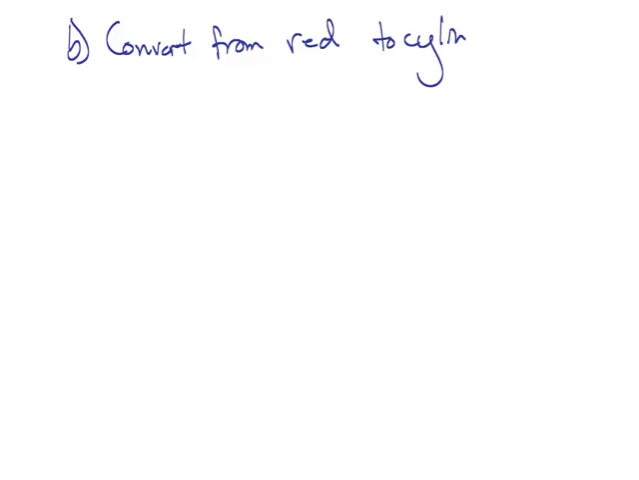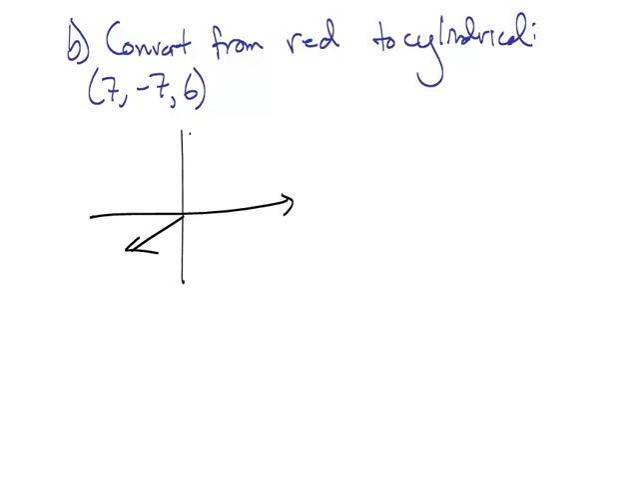Let's try one more here. Actually, this time, let's go a little bit different direction. Let's convert from rectangular to cylindrical. And here are our coordinates: 7, negative 7, 6. Alright, so here again it is helpful, I think anyway, to draw a picture. See where your point is, and then you should be able to find your r and your theta, and of course your z is going to be the same as 6. So I'm going to go 7 down the x-axis, 7 units this way, negative 7 down the y-axis, and then 6 units up. So 7, negative 7, and 6.